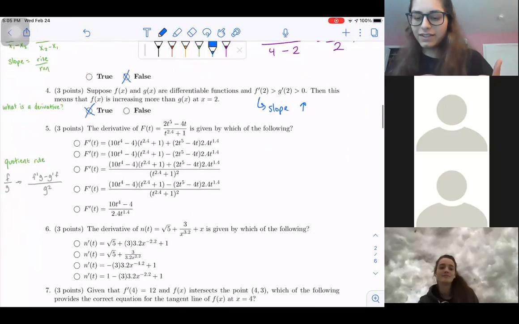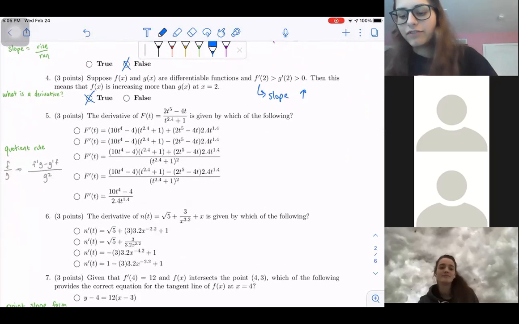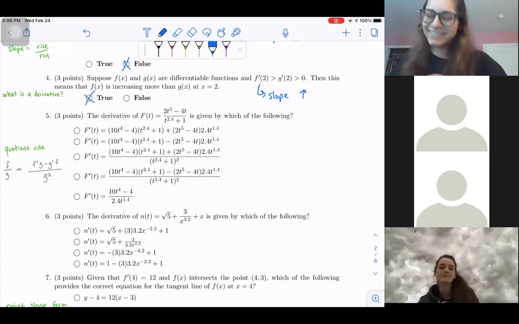Okay, cool. Number 5, the derivative of f at t equals blah, blah, is given by which of the following? Okay, so you guys need to know some basic derivative rules for this exam. Power rule, sum rule, difference rule, the quotient rule, and the product rule. I think that's it. I just look up derivative rules whenever I need to remember them, but you guys should have those memorized. Yeah, I don't think you're allowed to use notes. Memorize those.